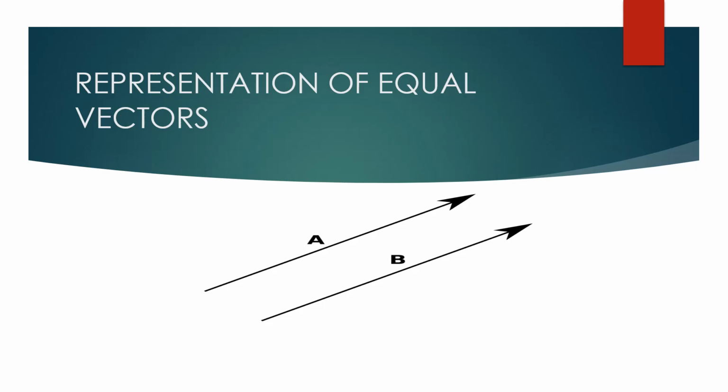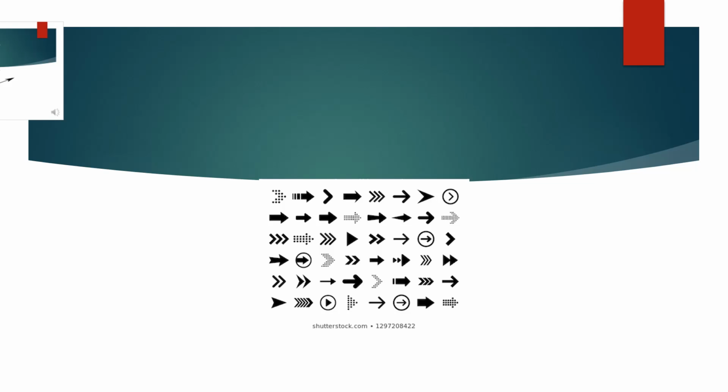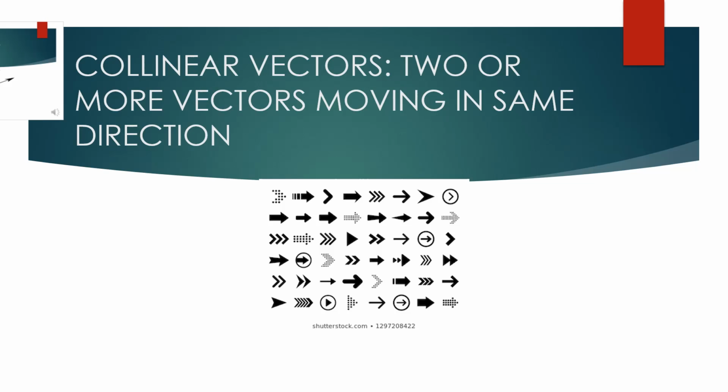Representation of equal vectors. You can see how the vectors that are equal can be represented. This is vector A, this is vector B. They are equal. You can see the lengths are equal and they are pointing in the same direction. So such vectors are called equal vectors. Some more: these are also vectors moving in the same direction. They are called collinear vectors. So two or more vectors moving in the same direction are called collinear vectors.